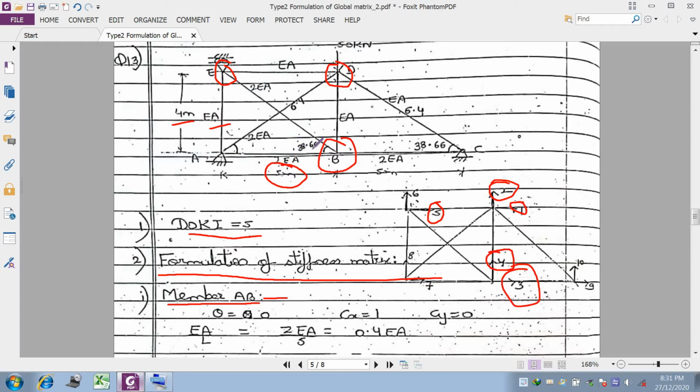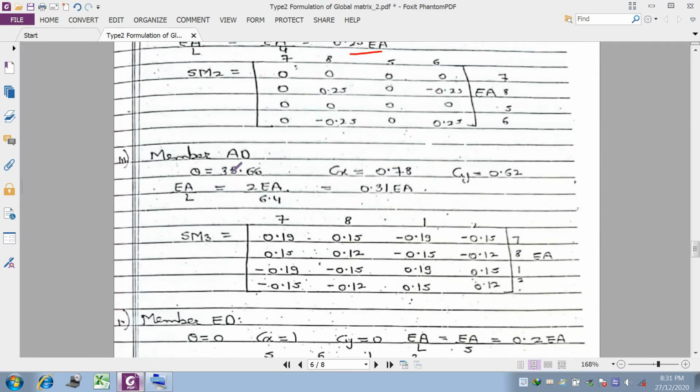So the angle is calculated as 38.66. So we have to put this value, 38.66, for theta. For that case, cos theta, that is cos 38.66, is equal to 0.78, and sin 38.66 is equal to 0.62.